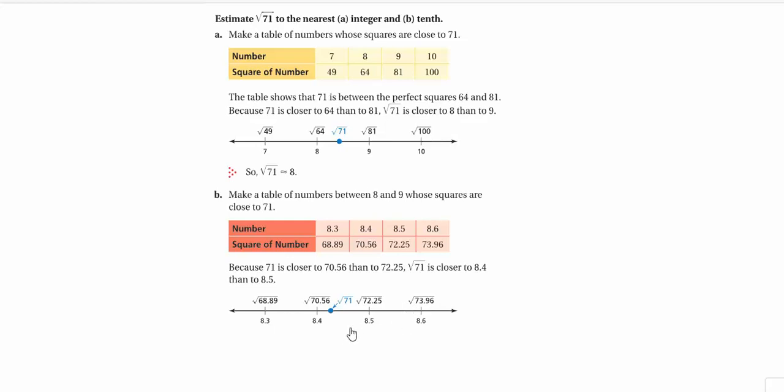You can draw out a number line too if you want to do that to help you visualize this. And that is our answer. So if you feel comfortable with this, move on to the on your owns.